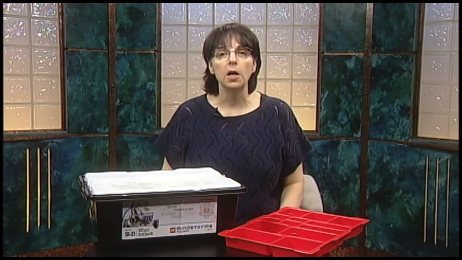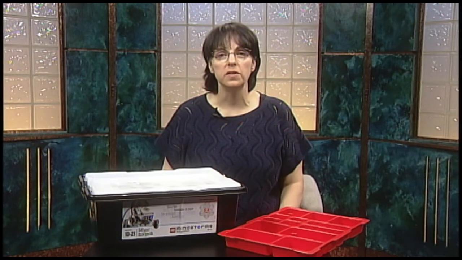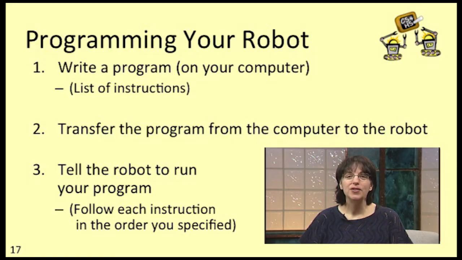As I said before, a program is really just a list of instructions telling the robot what to do. Kind of like a recipe is a list of instructions telling you what to do. So the process of programming your robot really has 3 steps. First, you write your program on the computer. Your program is that list of instructions for your robot to follow. Then you transfer the program from your computer to your robot. Finally, you tell your robot to run your program, and the robot will follow your instructions in the order that you specified.